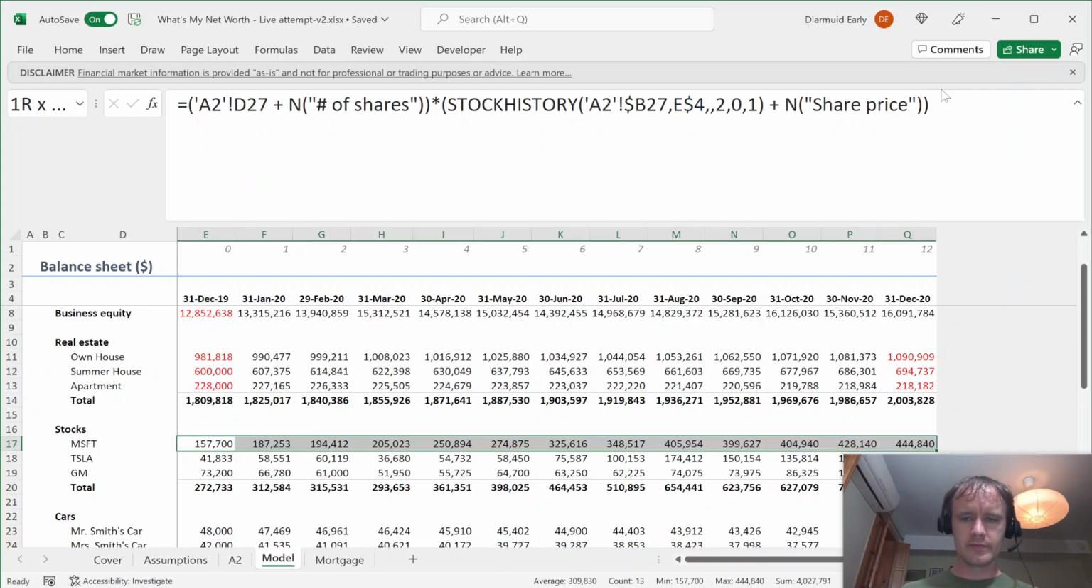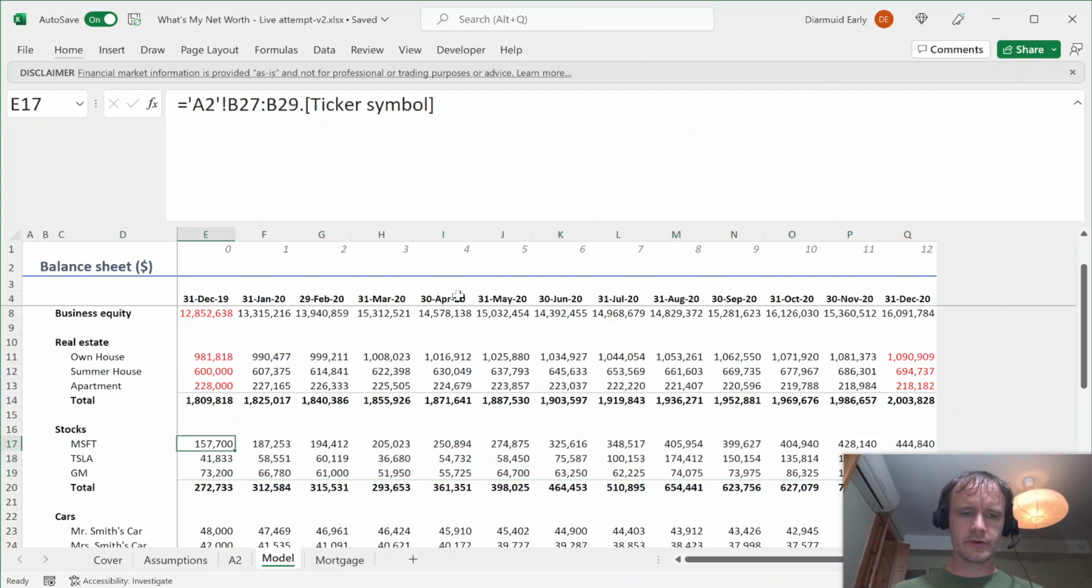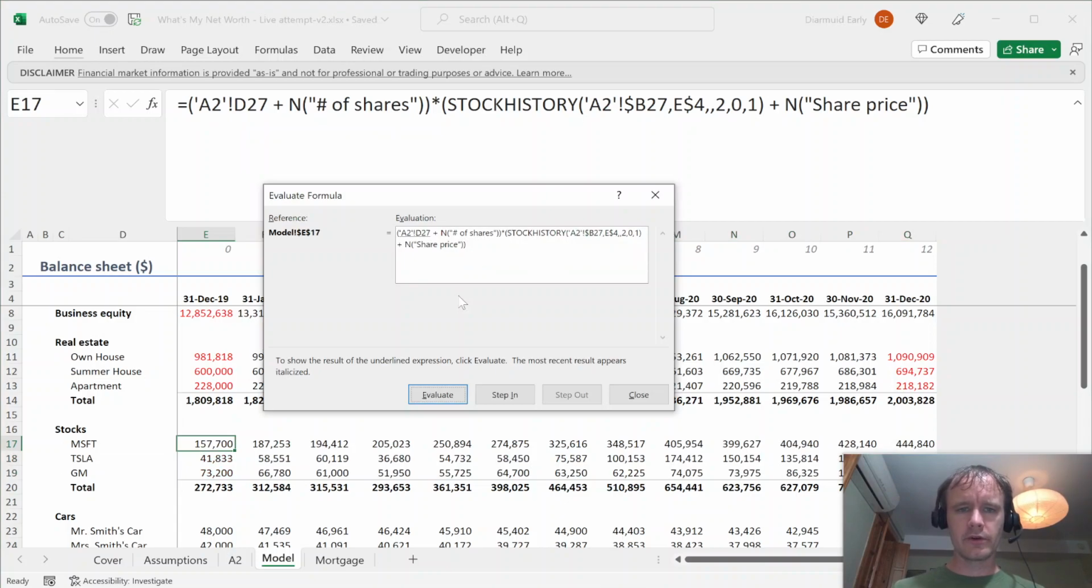And you can see if I fill that down and across, it doesn't change any of the values. It gives me 1,000, tells me that's the number of shares, but then that just adds 0, stays as 1,000. Gives me share price of 157.7, tells me that's the share price, but doesn't change anything. Multiply the two together, and you're away.